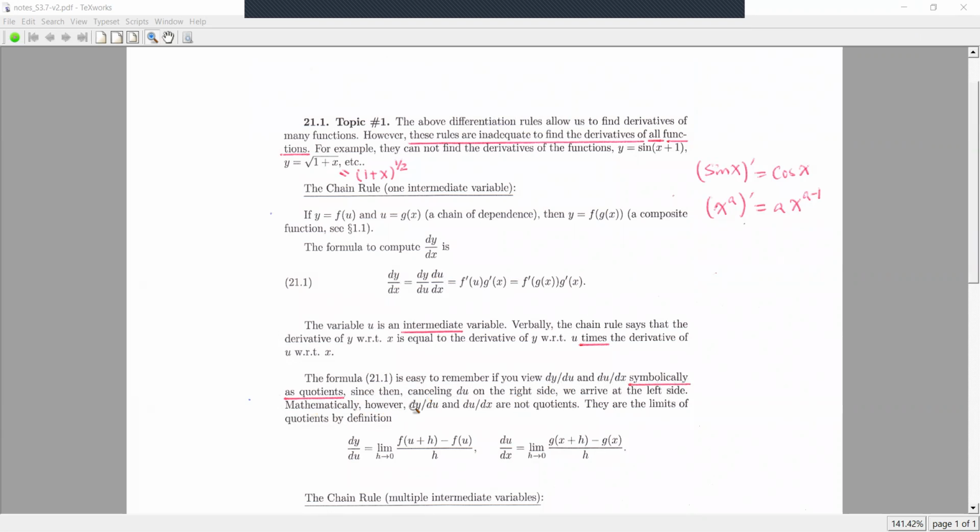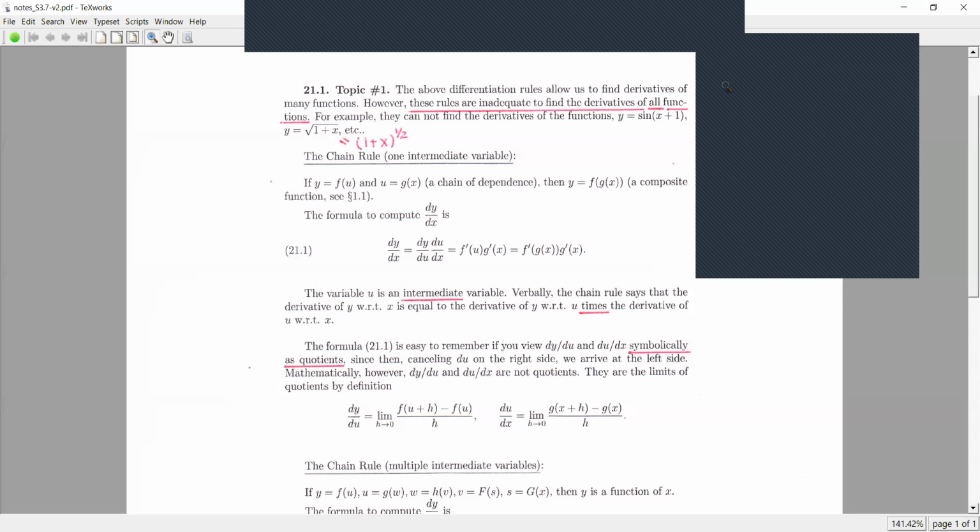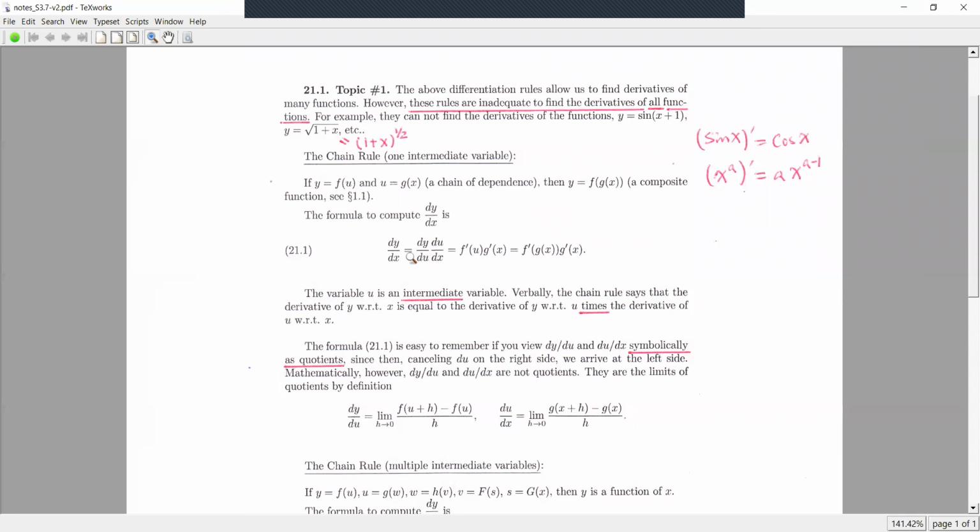Mathematically, however, dy/du and du/dx are not quotients. In fact, they are the limits of quotients by definition. dy/du is the limit of this quotient, and du/dx is the limit of this quotient. This formula has only one intermediate variable. In fact, the chain rule can have multiple intermediate variables.